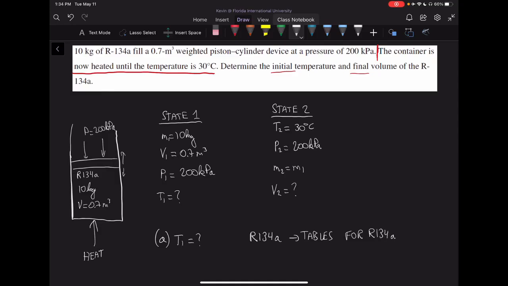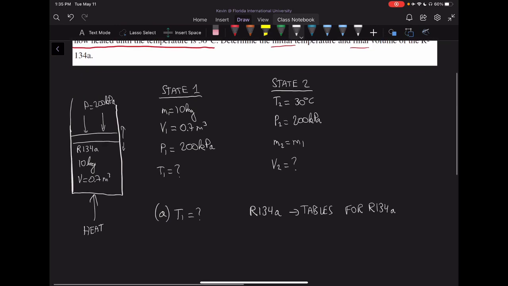So what we're going to do is we're going to use a table. And in order to find temperature from the tables, we need two values. Remember, our tables correlate between pressure, specific volume, and temperature. So we need two out of those three to find the third one. The first one is pressure. The second one is specific volume.